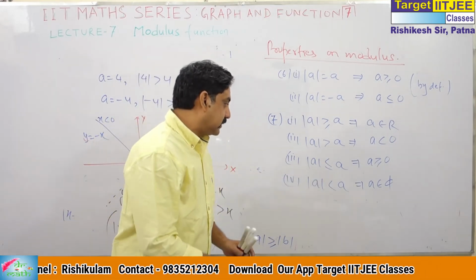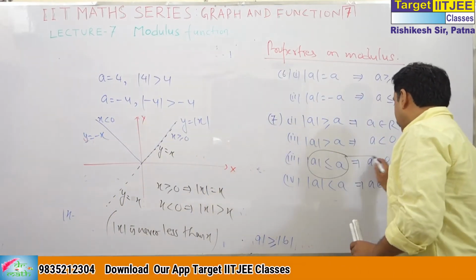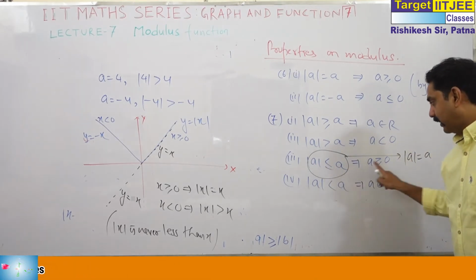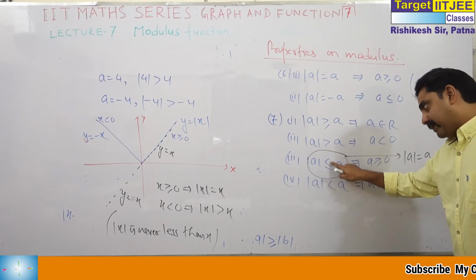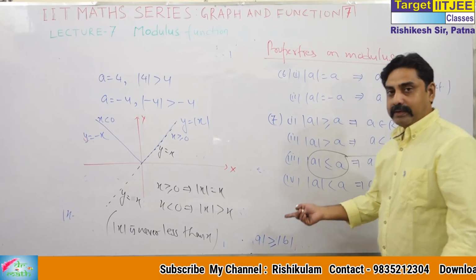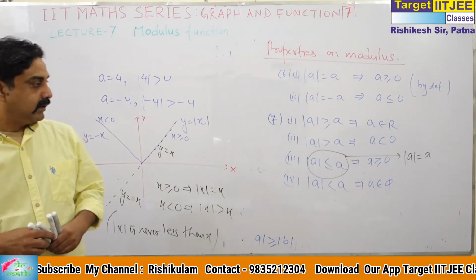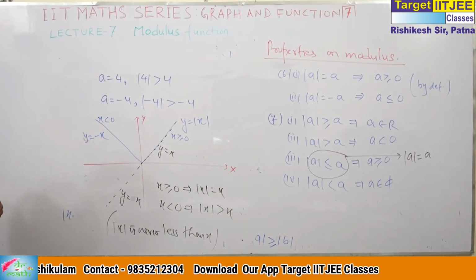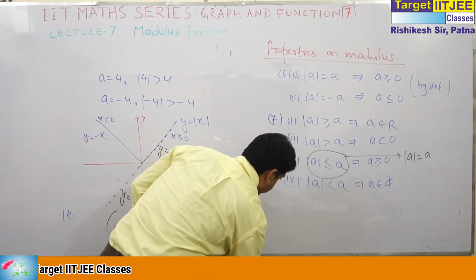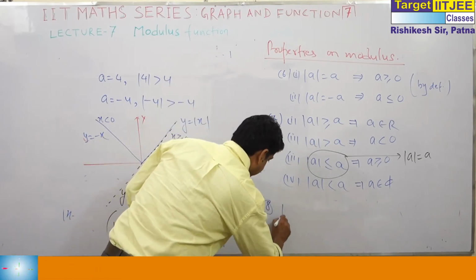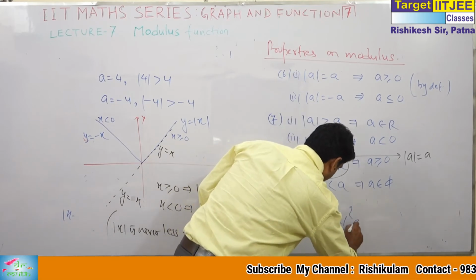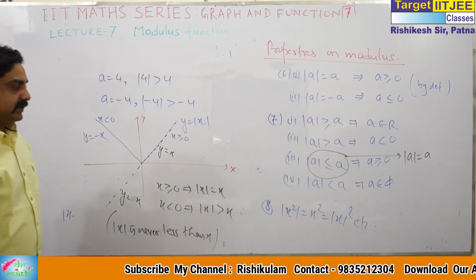But as far as mod A less than or equal to A is concerned, this is the result you can see: it implies mod A is equal to A. Though the less than sign is there, the strict less than sign will give no solution. The solution is given by mod A is equal to A. This is the property. Now, let me do one final property. The property is that mod x squared and x squared are the same quantity. For even power they are the same.